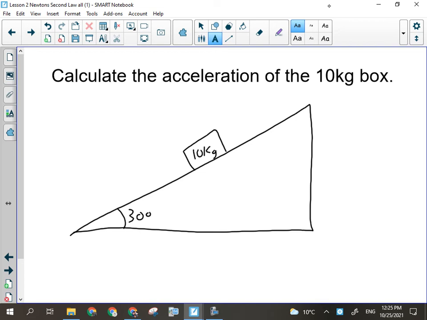All right, so we want to calculate the acceleration of the 10-kilogram box. So if I just put this 10-kilogram box on this incline, let's say the incline is frictionless, what's going to happen to it? Obviously, it's going to slide down the ramp. Very clearly, it's going to slide down the ramp.